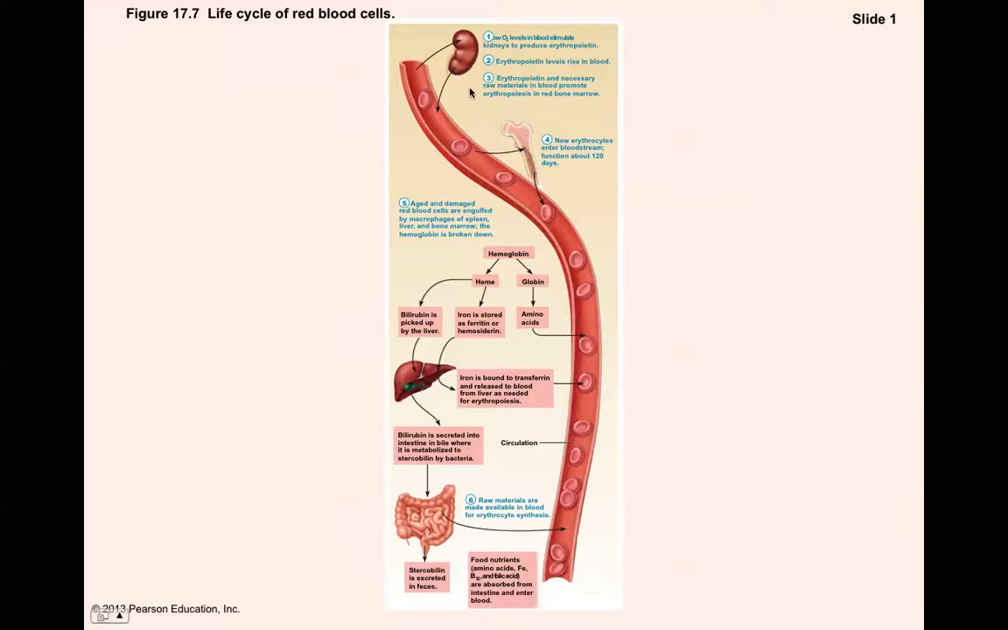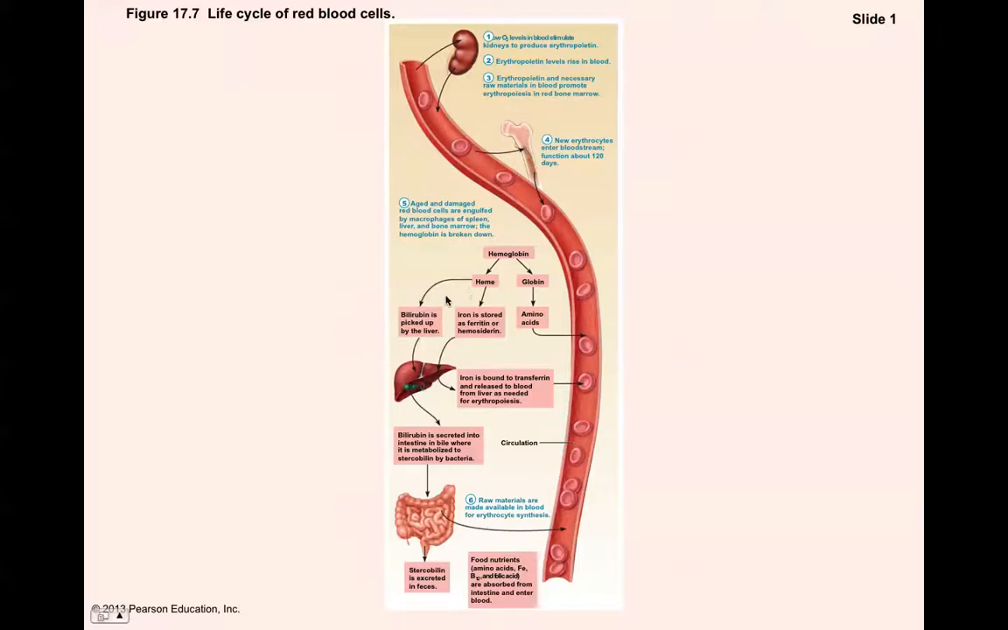Erythropoietin levels rise in the bloodstream. Erythropoietin and the necessary raw materials in the blood promote erythropoiesis in the red bone marrow. New erythrocytes enter the bloodstream. They function about 120 days. Then the aged and damaged red blood cells are engulfed by macrophages in the spleen, the liver, and the bone marrow, and the hemoglobin is broken down. Here you see the heme part, and this is the globin part. Of course, the globin is broken into amino acids, and they can go into the bloodstream and be delivered to other cells as those cells need to make their new proteins.